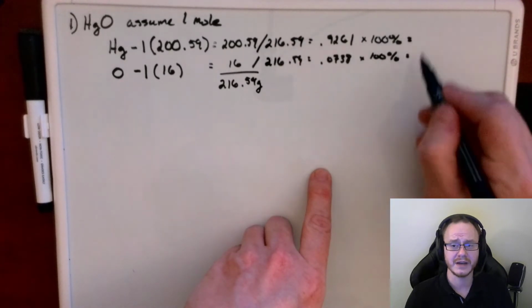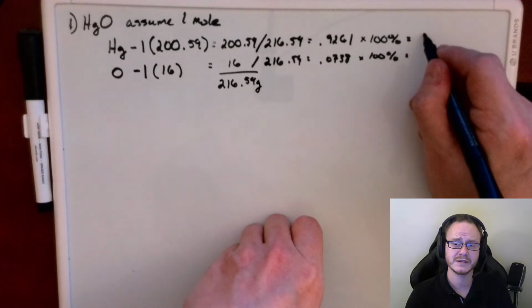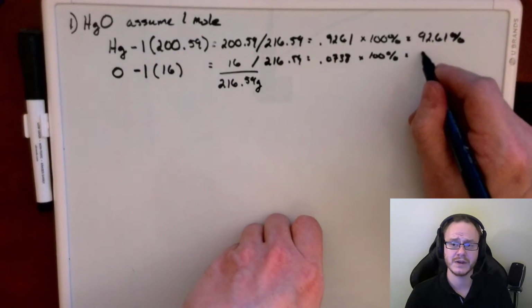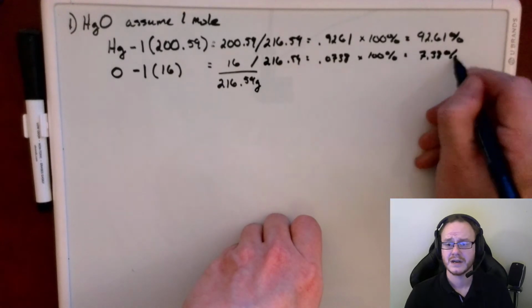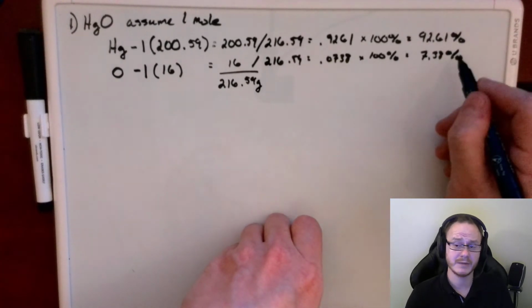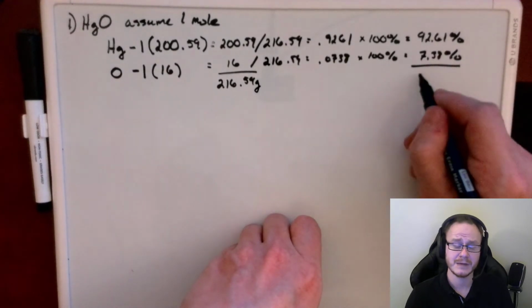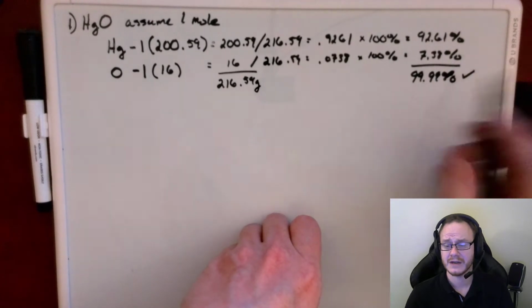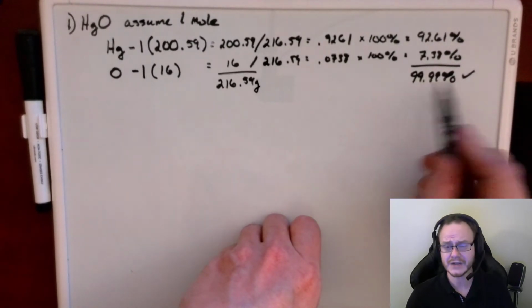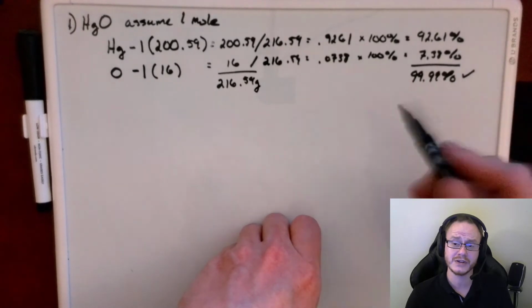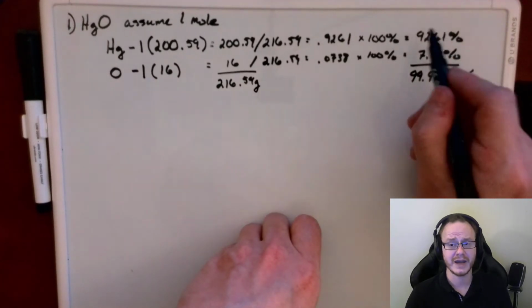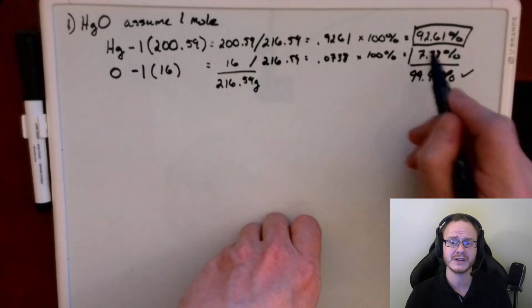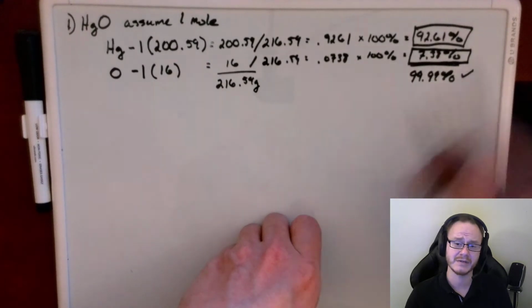Mercury ends up being 92.61%, and oxygen ends up being 7.38%. To do a quick check to make sure I did this right, they should add up to something close to 100%. These happen to add up to 99.99%. That's extremely close. We did the right job. What's the actual answer? The actual answer that I'm looking for is the individual percentages of the elements. So mercury actually is 92.61% of this compound, and oxygen is 7.38% of this compound. Those are the answers I'm looking for.